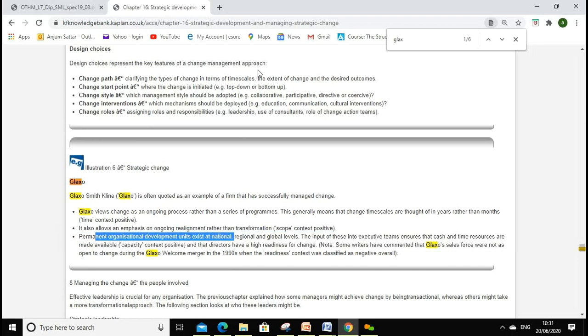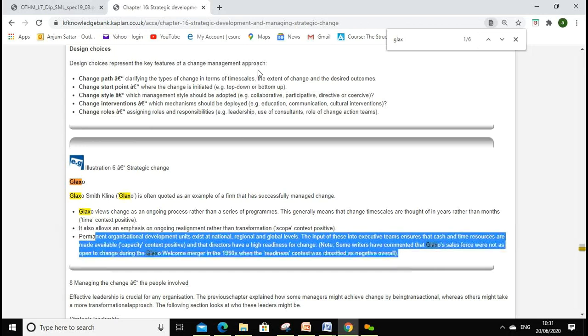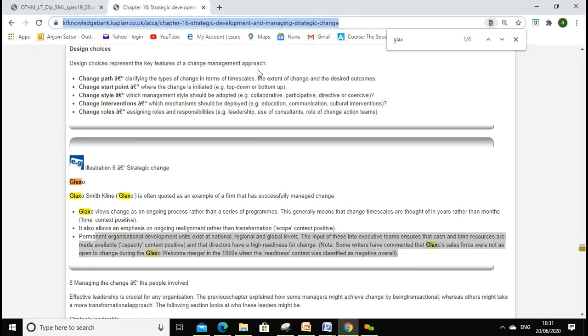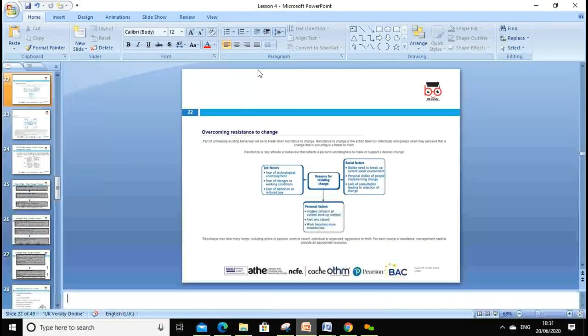A permanent organization development unit exists at different levels because, of course, GlaxoSmithKline is a big company. Pharmaceutical, you need cash and resources. So there are a lot of examples. If you want to look, the link is there within our slide. I'll copy it here as well, so we can read.